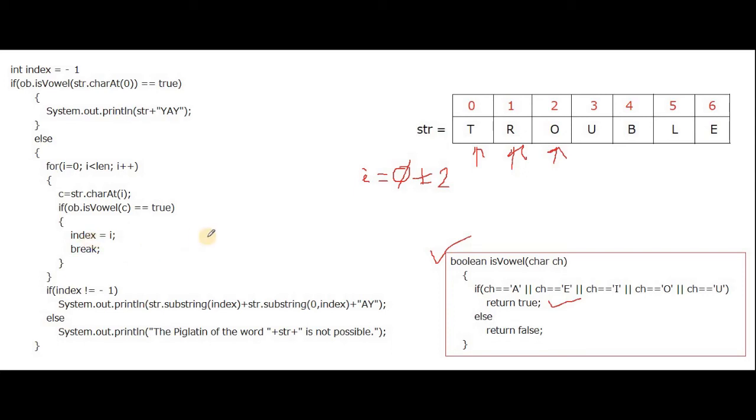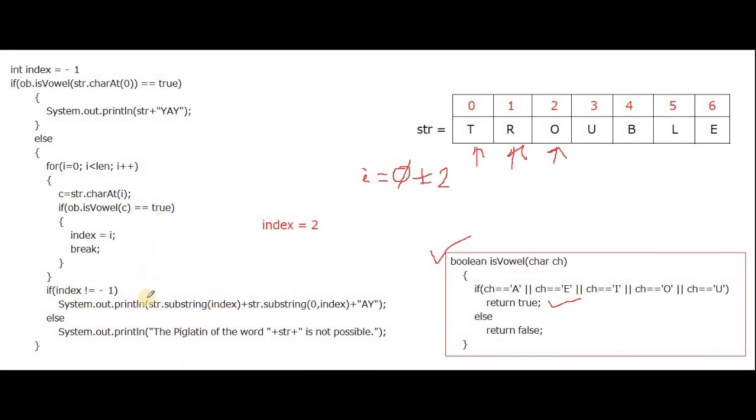Because it is returning the boolean value true, these two statements will execute. So first, index equals I. What is the value of index now? The value of index is the I value. What is the I value? I value is 2. So the value of index is now 2. After that it is break. Break means there is no more requirement for running the loop, so the loop is going to stop. It exits from the loop.